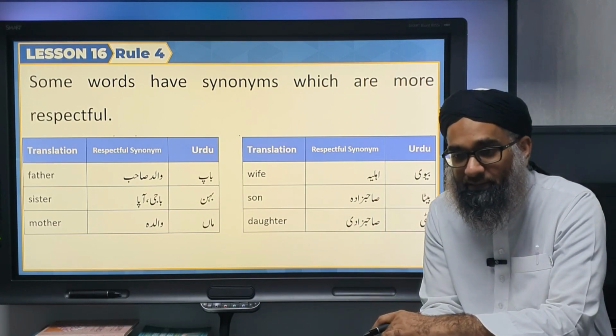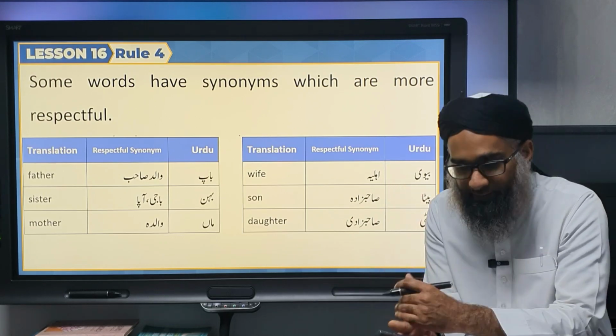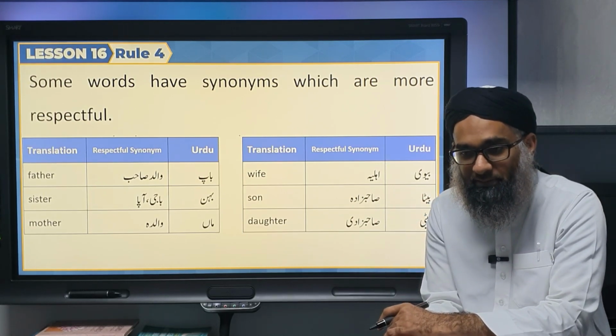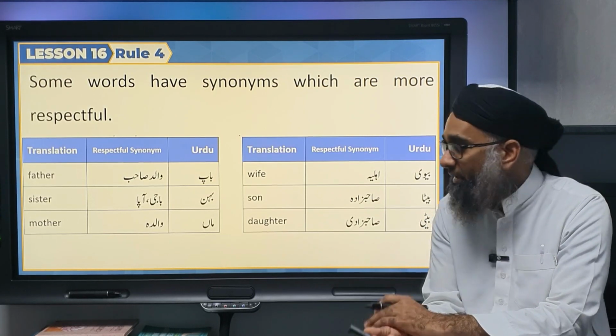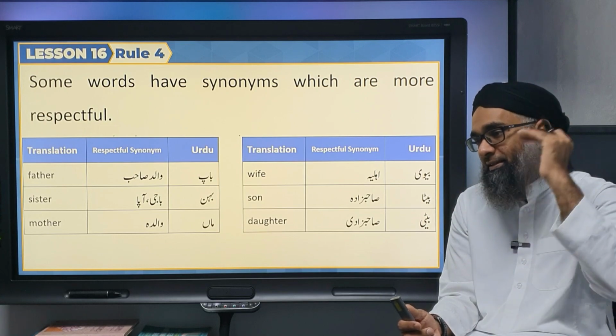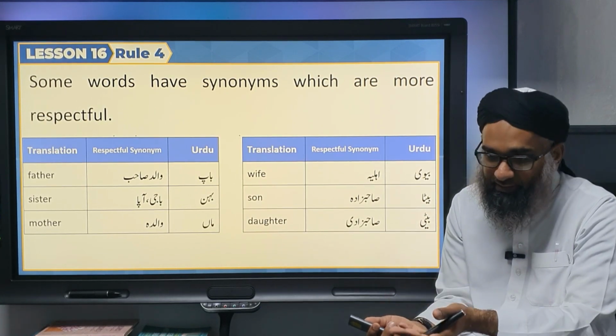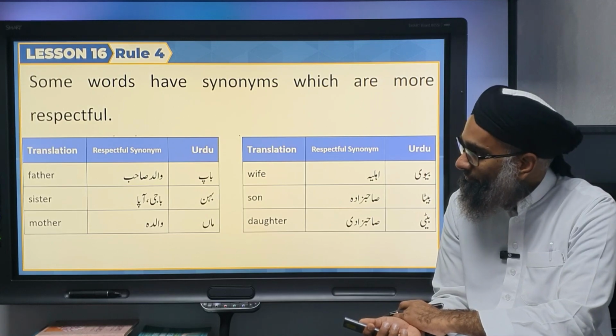Similarly, beta. Beta is what? Son. But if somebody is really elder, you say आपके साहबजादे. Yes? Like your respectful son, not that the son is respectful, but it's because he's my elder, my teacher's son, my uncle's son. Beti, sahabzadi.